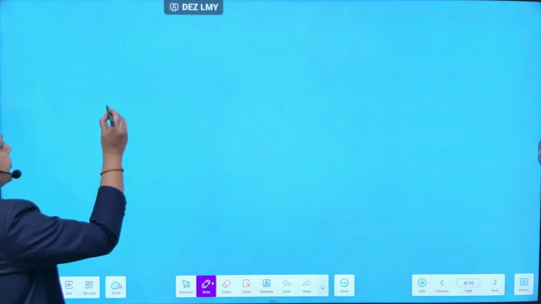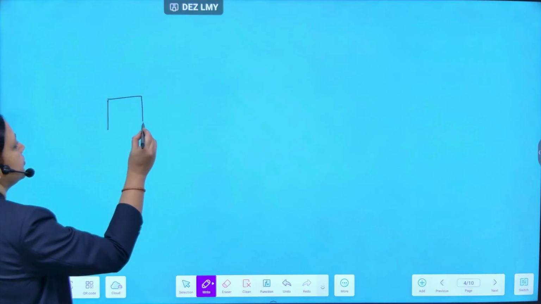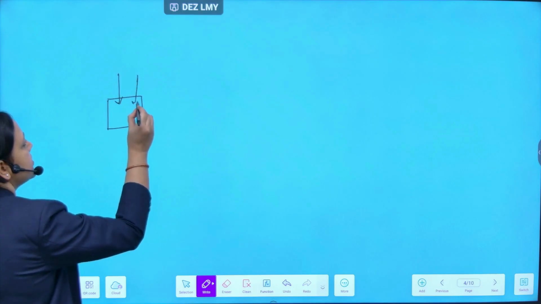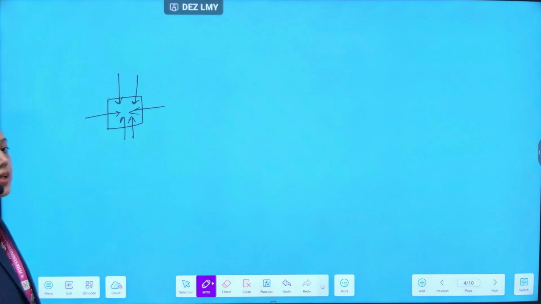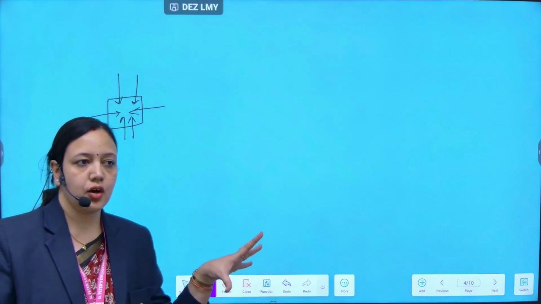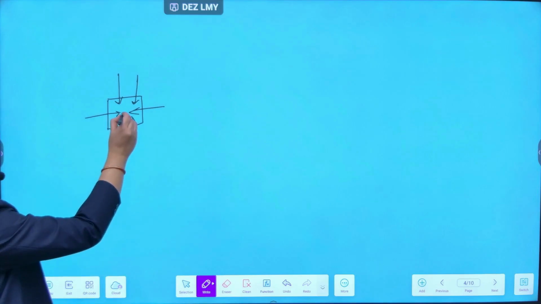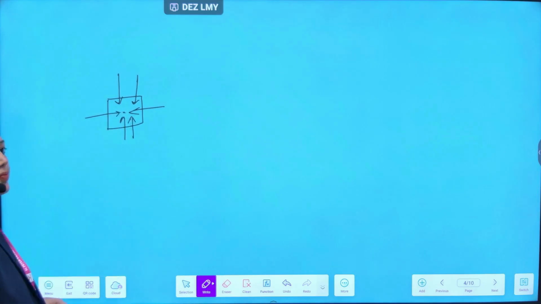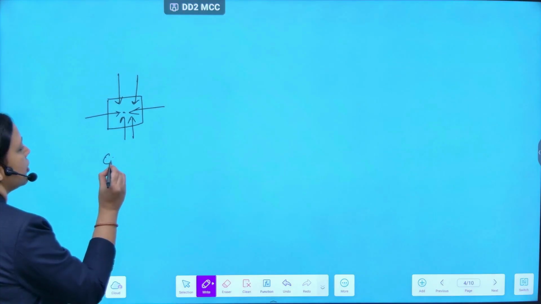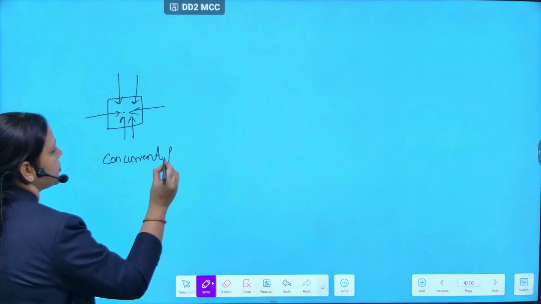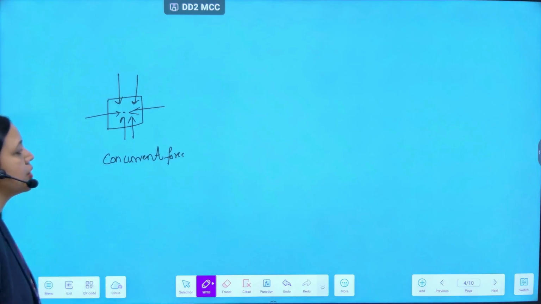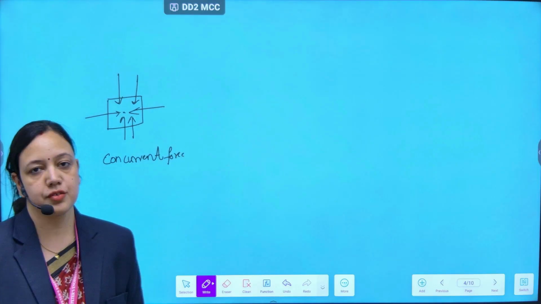As I mentioned, if you have an object and there are several forces acting on this object, this is called coplanar. Now in this coplanar, all the forces are acting at one particular point. If all the forces are acting at one particular point, we call it concurrent force. So now we are talking about coplanar concurrent forces.